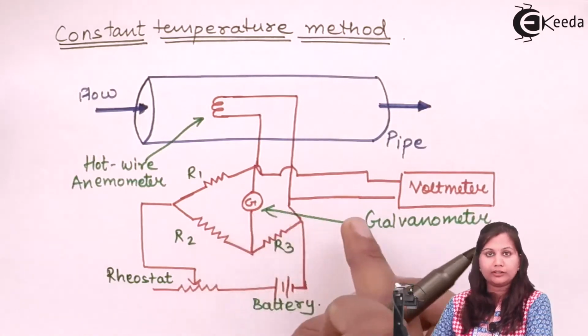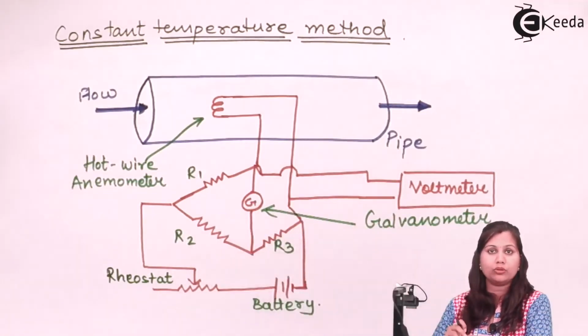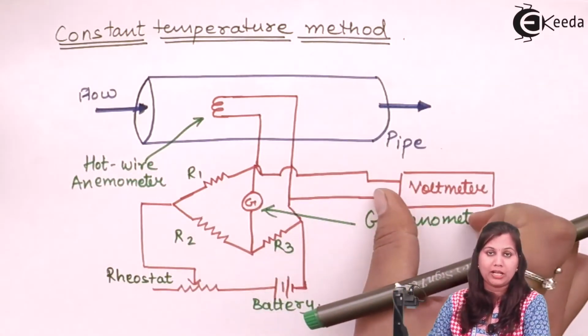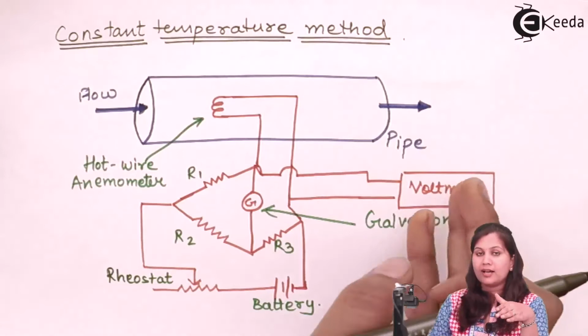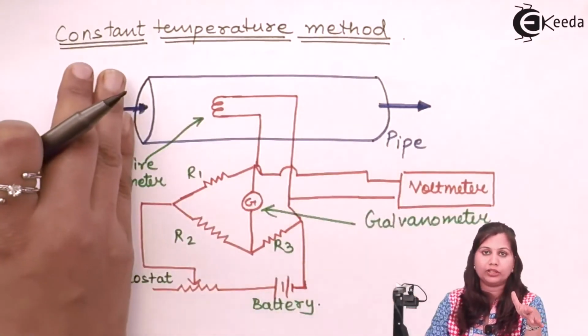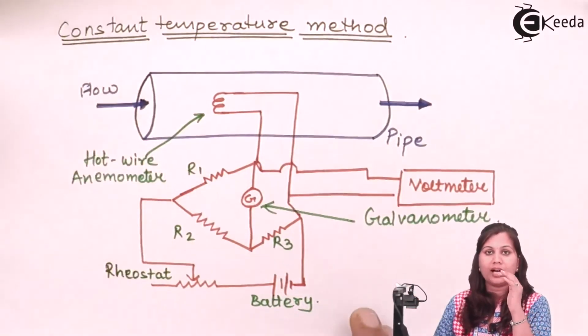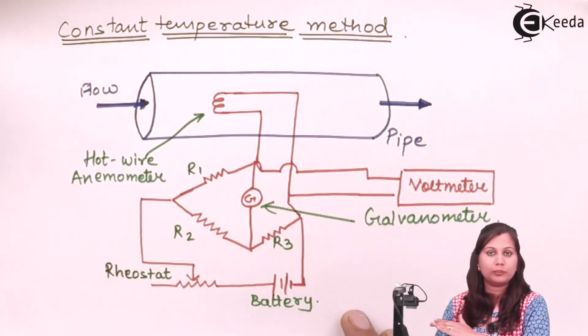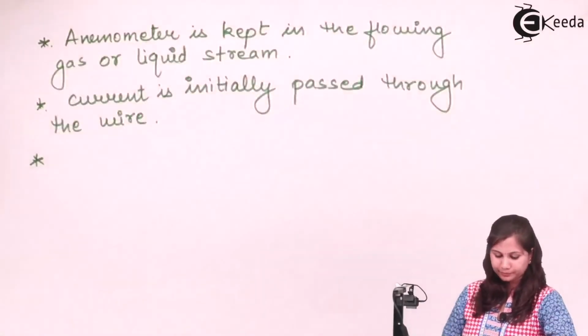And for that no deflection, we are going to vary the current or the voltage value. The amount of current or voltage which is varied to bring this galvanometer to the null condition is measured with the help of this voltmeter, and this difference in voltage is a measure of the flow rate of the liquid. So here our motive is to keep the galvanometer at 0 or null in both situations.